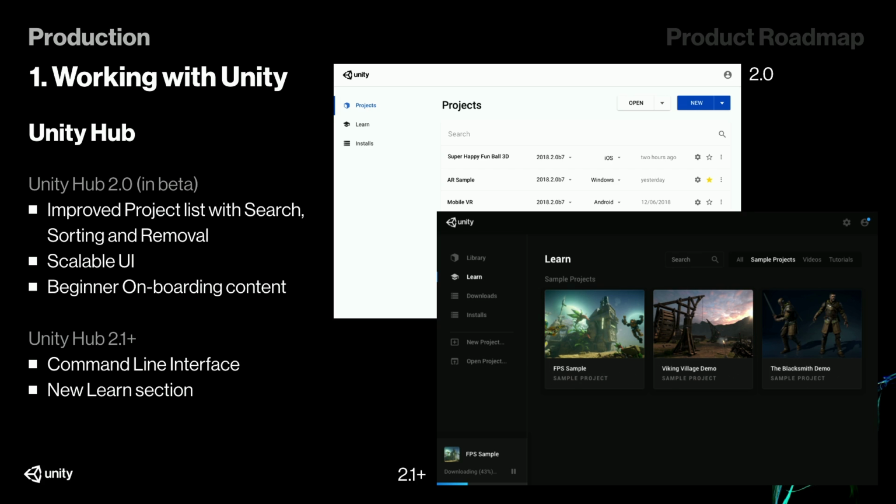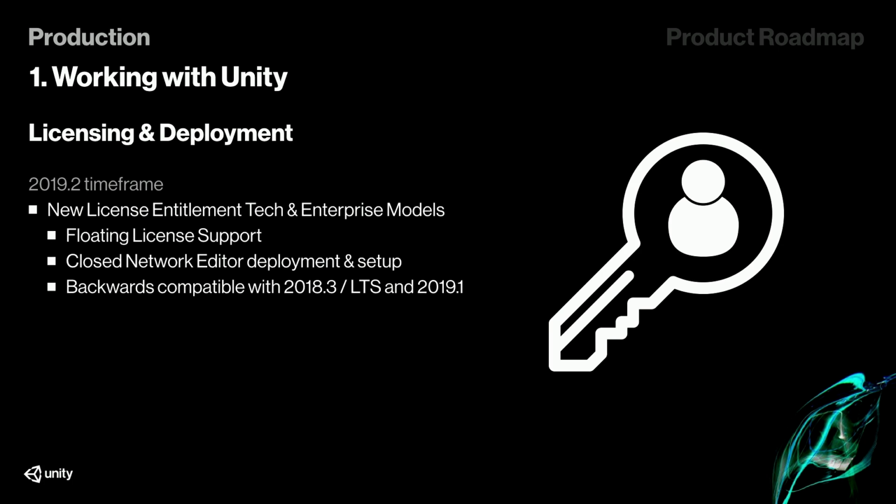In the next version of the Unity Hub, 2.1, we're adding a command line interface for you to automate all kinds of things, which is very cool, and a new Learn section to allow you to get hold of more sample projects.